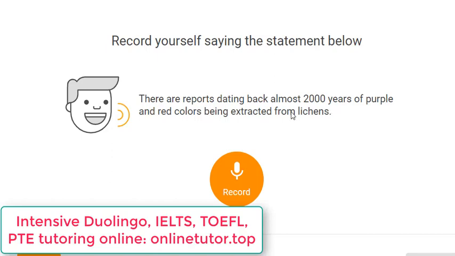But anyway, we cannot not have micro pauses in such a long sentence. So our task in our 6 or 7 seconds is to try at least to feel where we should make them. Let me read it now, and you think whether you agree with me on those pauses. There are reports, the first one, dating back almost 2,000 years, the second one, of purple and red colors, the third one, being extracted from lichens. And we finish. So how many do we have? 1, 2, 3, three pauses.